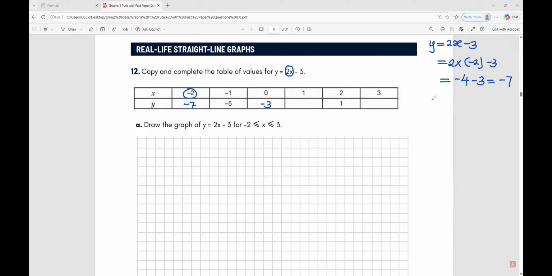When x equals 1, 2 times 1 minus 3. 2 minus 3 is minus 1. Last one, x is equal to 3. y equals 2 times 3 minus 3. 6 minus 3 is 3. This is 3. Now we have found all the coordinates. Next part is to draw the graph.